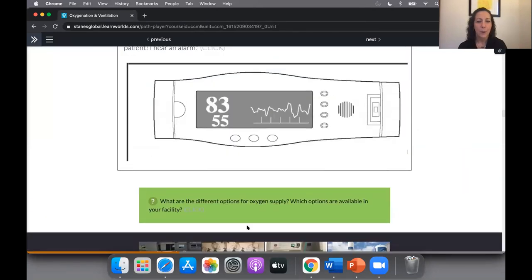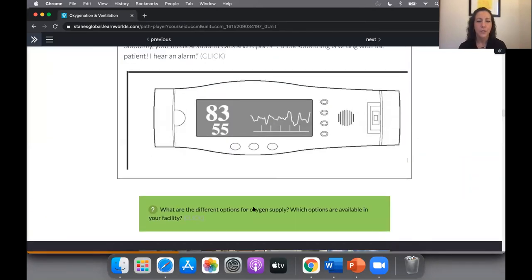Okay, what are the different options for oxygen supply? So I'm not talking about oxygen masks. I'm talking about where does oxygen come from? So in your chat box, tell me the different types of oxygen supply there are, and then which options are available in your facility if you can. Where does oxygen come from for our medical facilities? I'll put the timer on again. We'll give you a minute.